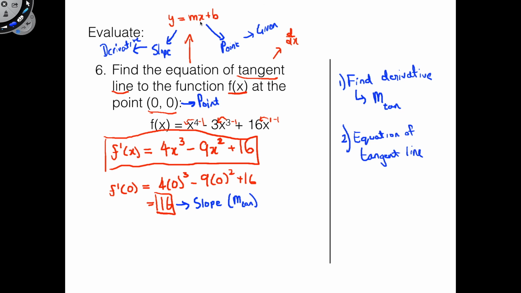Now you could plug these into the form of y equals mx plus b, but you could also use what's called point slope form, which is slightly easier in my opinion. So point slope form is the following. It's y equals m times x minus x1 plus y1. This is basically what it is.